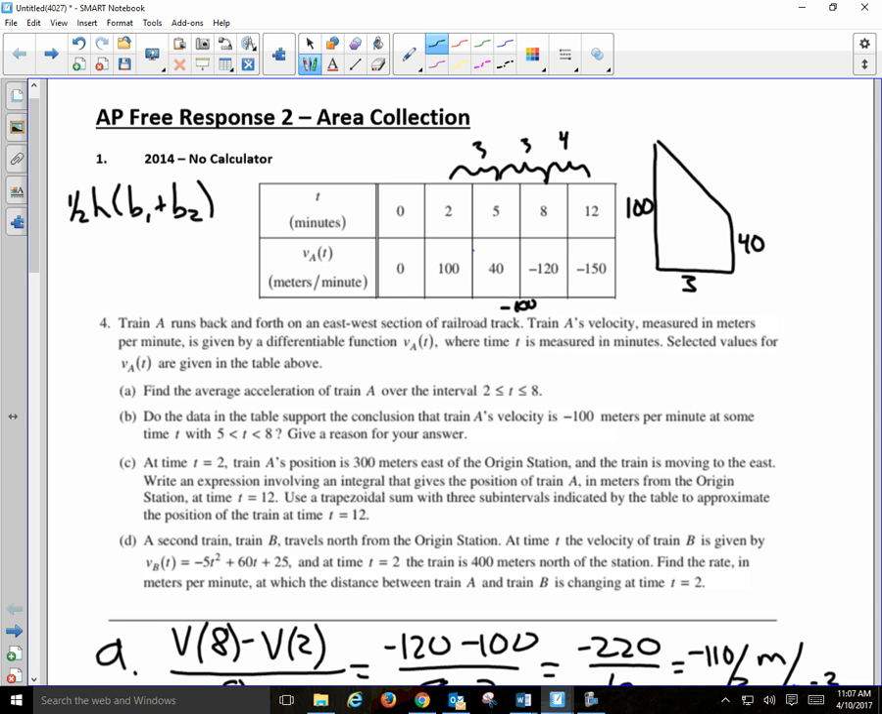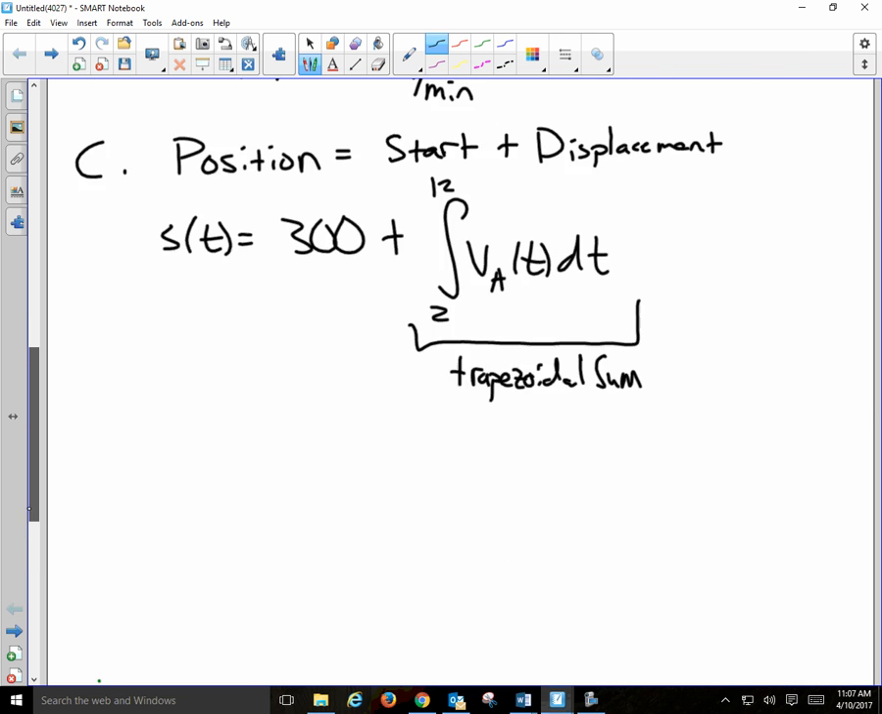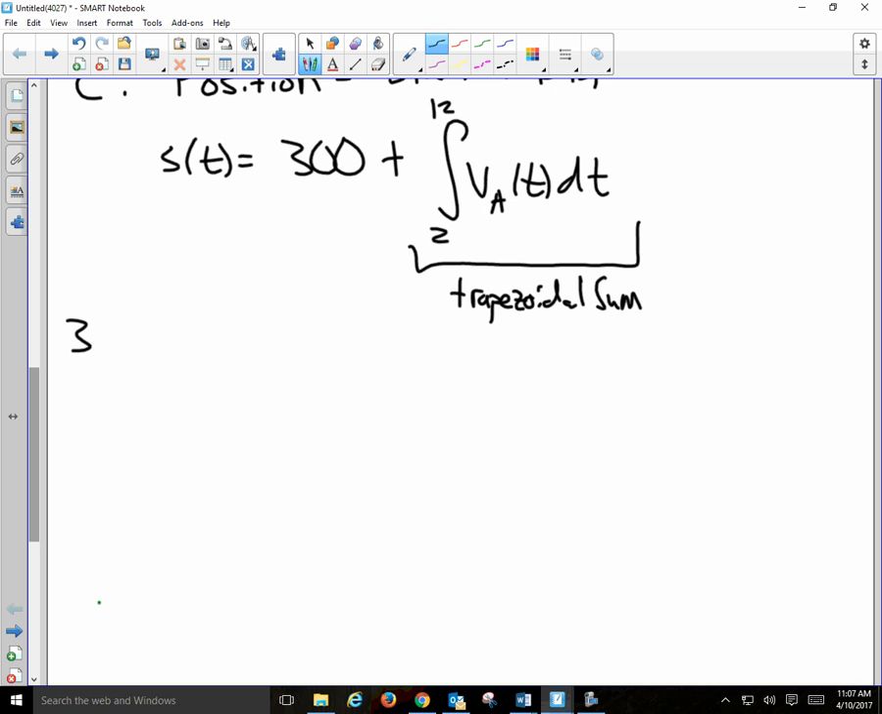Okay, so in this situation, I have 1/2. What is the height in this shape? 3. What's base 1? Base 2? There's no calculator on this problem, so we're going to have to work this out and be very careful. We have 300 plus, we have 1/2 times 3 times 100 plus 40.